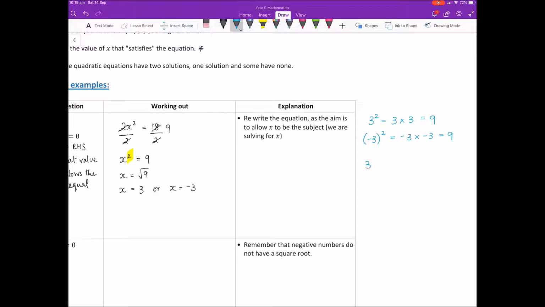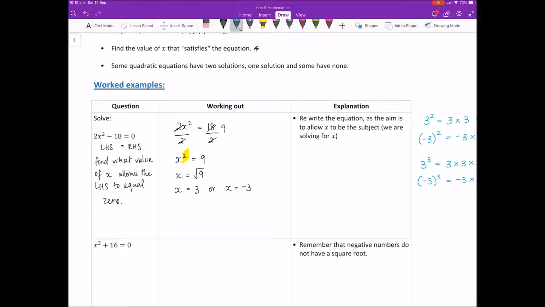Now this is really different to having 3 to the power of 3, because if we do 3 times 3 times 3, we're going to get 27. However, if we do negative 3 to the power of 3, that's the same as saying negative 3 times negative 3 times negative 3. Negative 3 times negative 3 is positive 9, times negative 3 is equal to negative 27. So just be aware that the power a number is raised to does impact the answer. So if we come back to this worked example, x could be 3 or x could be negative 3. In this case, we've just proven that two solutions exist.